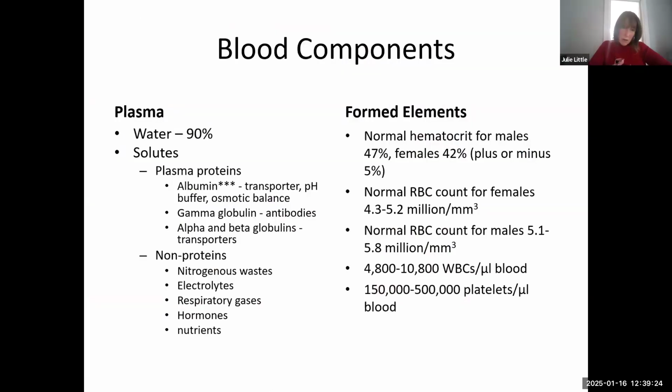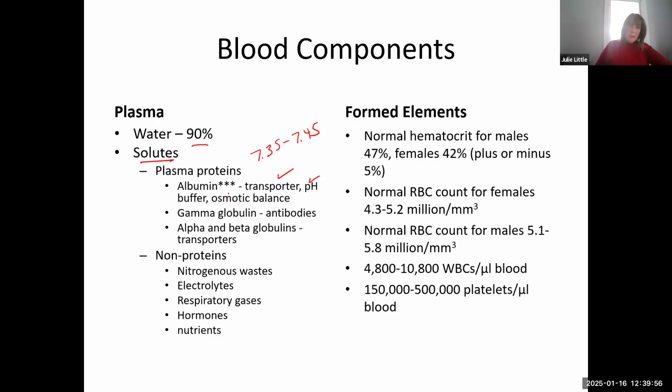Okay, we've pretty much gone over the slide already. The fact that plasma is 90% water, and then we have all these dissolved solutes in the liquid portion of blood called plasma, like the plasma proteins. Albumin acts as a transporter of things, could be bilirubin, could be a hormone. It acts as a pH buffer, because remember our blood pH is between 7.35 and 7.45, and this is one of the things that helps us absorb any massive changes in pH.